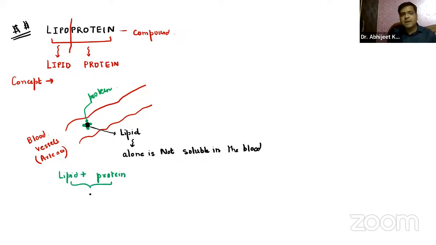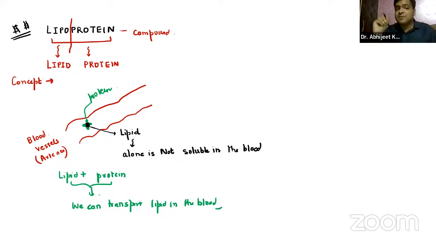is the only way by which we can transport lipid in the blood. There is no other way, right? Because lipid alone is not soluble. So it is lipid plus protein. Protein is some additional factor which makes this lipid soluble, and it can be transported along this blood vessel, right? That is the concept of lipoprotein.